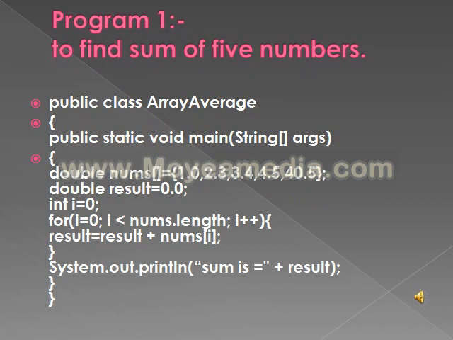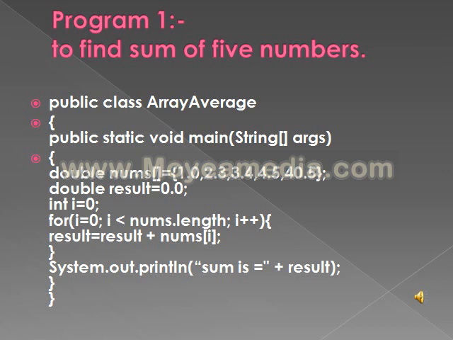Next we will see a small program to find the sum of 5 numbers. Here 5 numbers are initialized in the num variable, and it is an array variable. So the size of the array is 5. An ordinary variable result is given and it is initialized to 0.0. And in the for loop, according to the index value, the values are added and stored in the result.